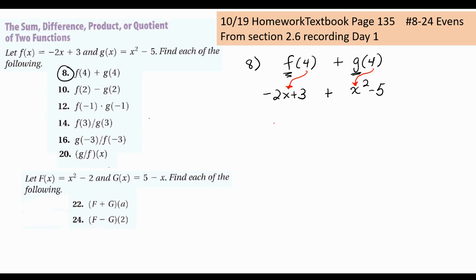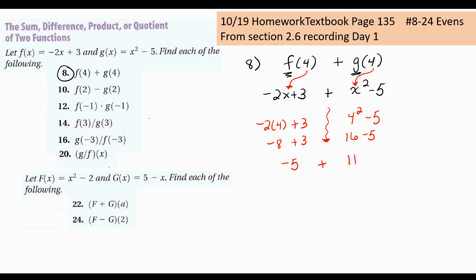Okay, I'm assuming you're back. So this will be a -2 times 4 plus 3. That's a -8 plus 3. And -8 plus 3 is -5. I'm going to bring down the plus sign. I'm going to plug in a 4 again. So that's 4 squared minus 5. That's 16 minus 5. That's 11.